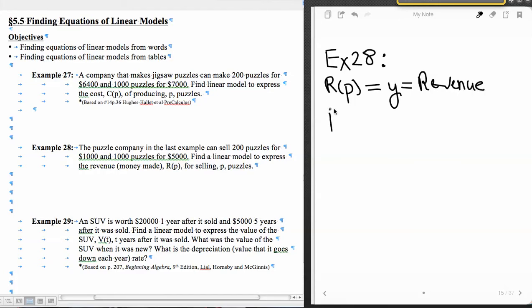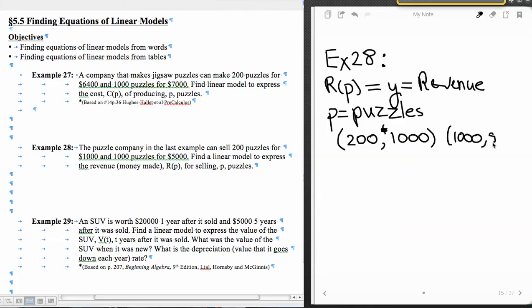So then we have P still is equal to the puzzles. And then we have the two pieces of information given. So there's 200 puzzles and the revenue is $1,000. So there's one ordered pair. And then my second ordered pair, the company can make 1,000 puzzles and they'll make $5,000 on those 1,000 puzzles.